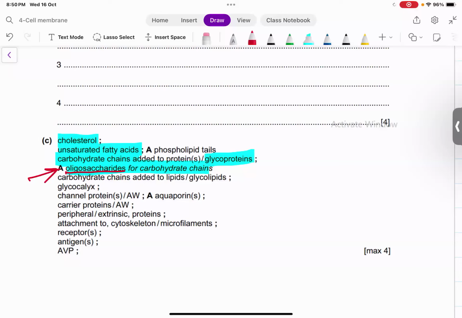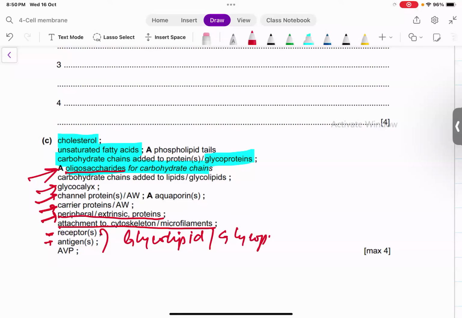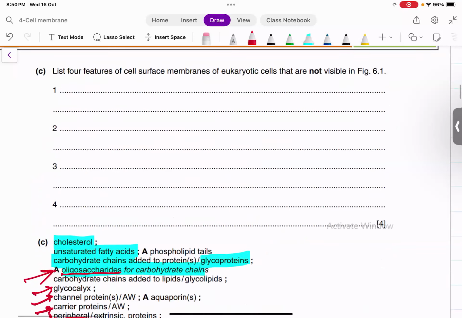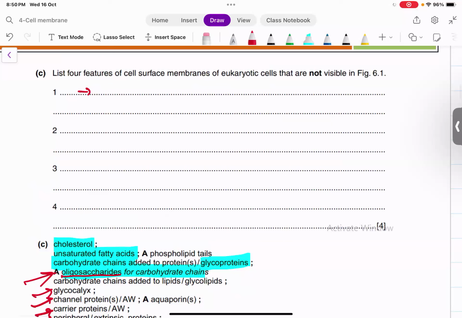We can say oligosaccharides or glycocalyx. This is glycocalyx, which is not there. Channel proteins, carrier proteins, and receptors or antigens. We do not need to know about peripheral or extrinsic proteins. If these are glycolipids and glycoproteins, they are not there, and that's just enough. You can write 4 points. No cholesterol. List 4 features of the cell surface membrane of a eukaryotic cell that are not visible in the figure.